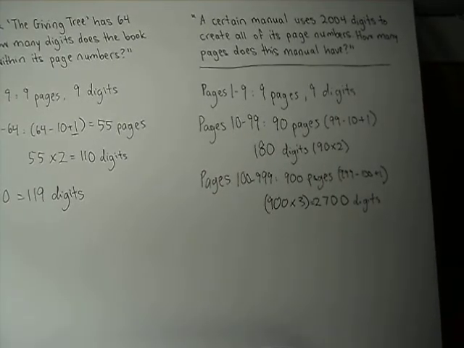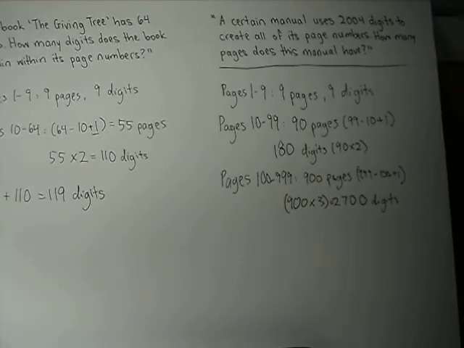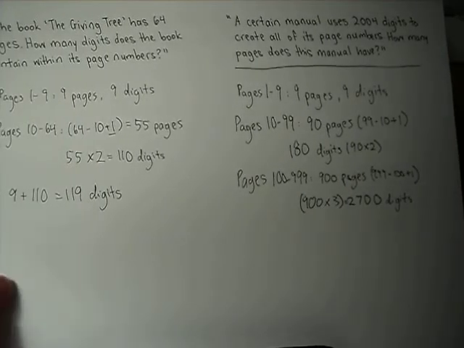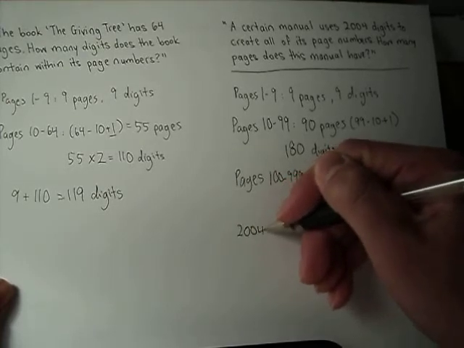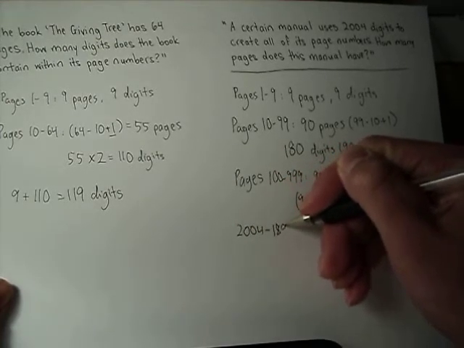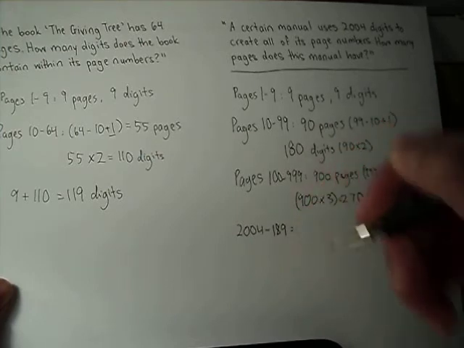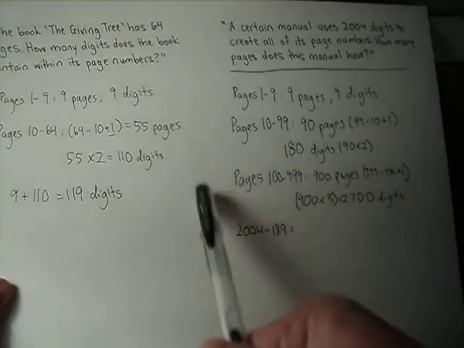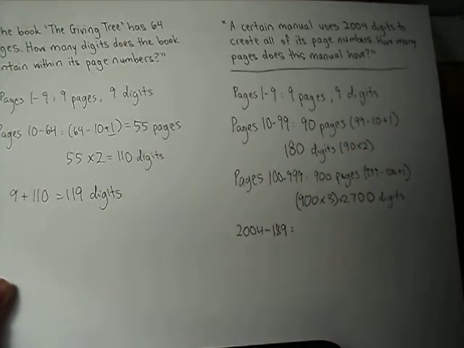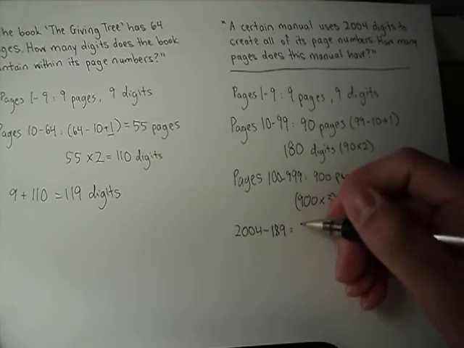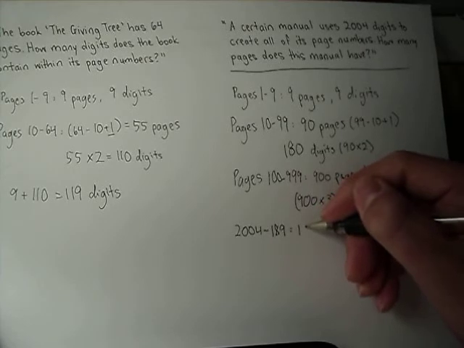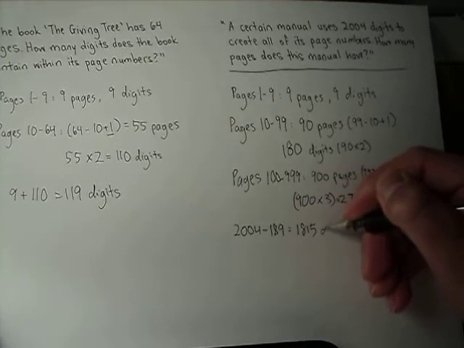So how do we get that 3-digit page number though? Well, here's how we do it. We can subtract 189 from 2004 because we want to isolate this group of 3-digit page numbers. So this would give us 1,815 digits.